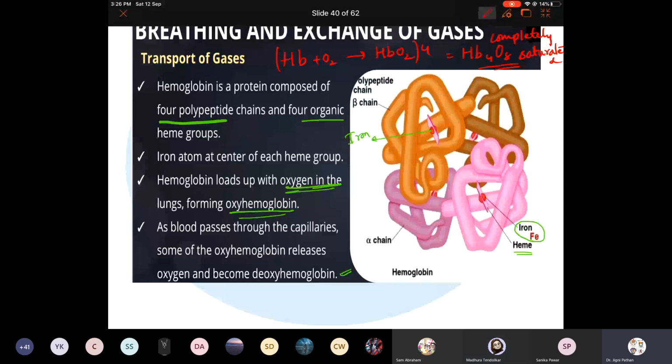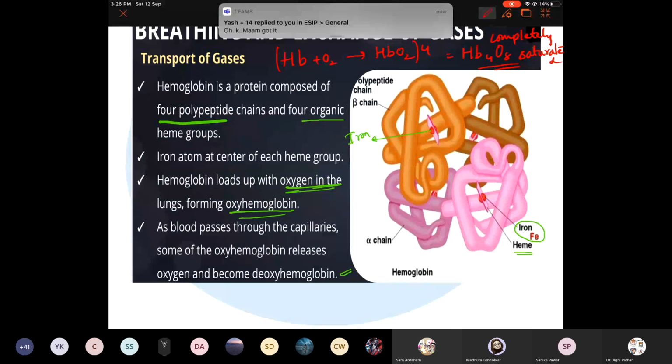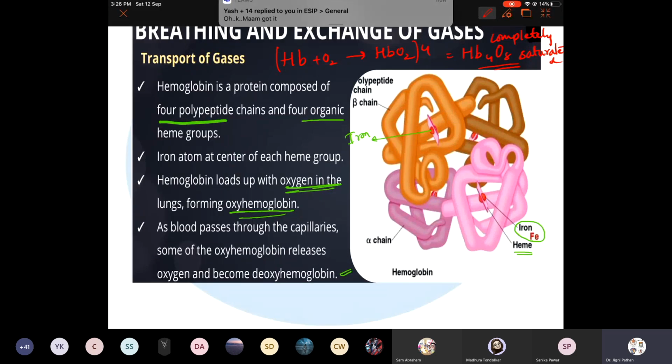Done, ma'am. Oxygen combines with hemoglobin in the alveoli. In the alveoli, in the blood vessels. Yes, in the lungs only. I have shown you the diagram where the alveoli are totally and completely in contact with the blood vessels. They are covered with the blood vessels. Alveoli are enriched with blood vessels.